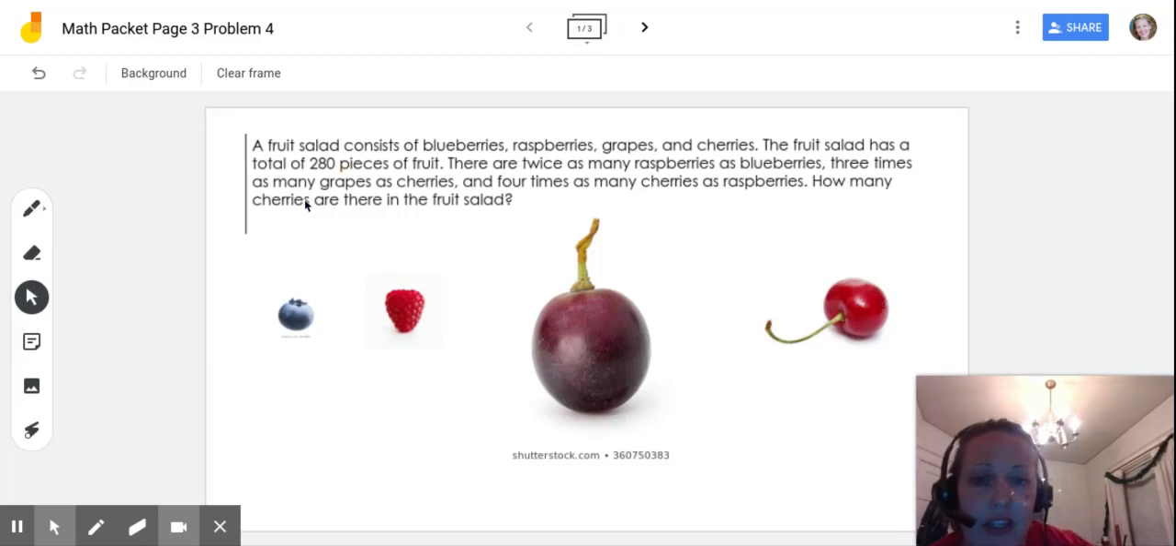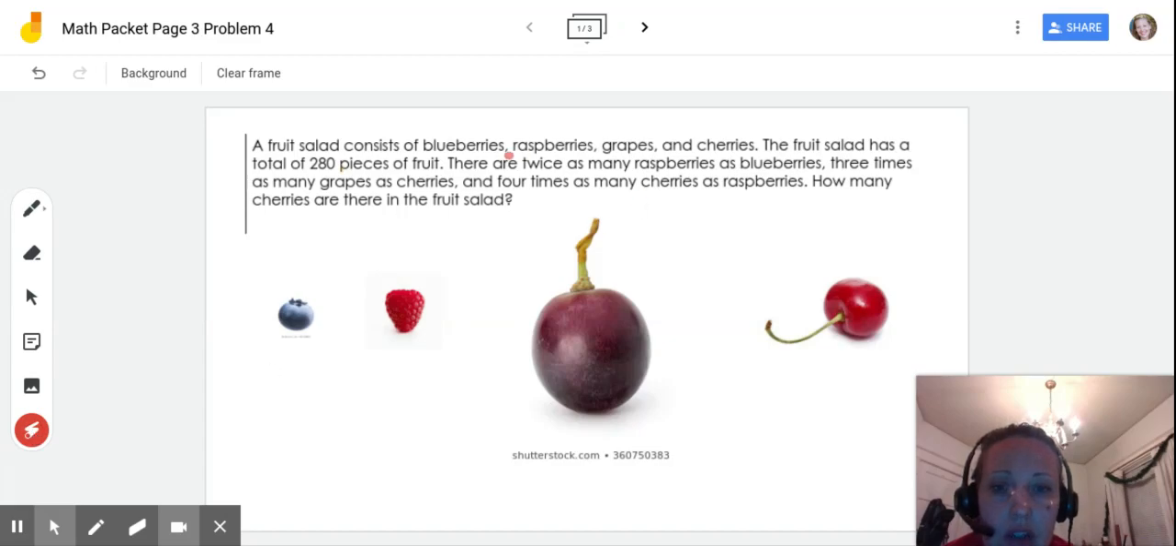It says that there are twice as many raspberries as blueberries, three times as many grapes as cherries, and 4 times as many cherries as raspberries. So the question is, how many cherries are there in the fruit salad? So you're wondering, why is this grape so big? Why is this blueberry so tiny, right?